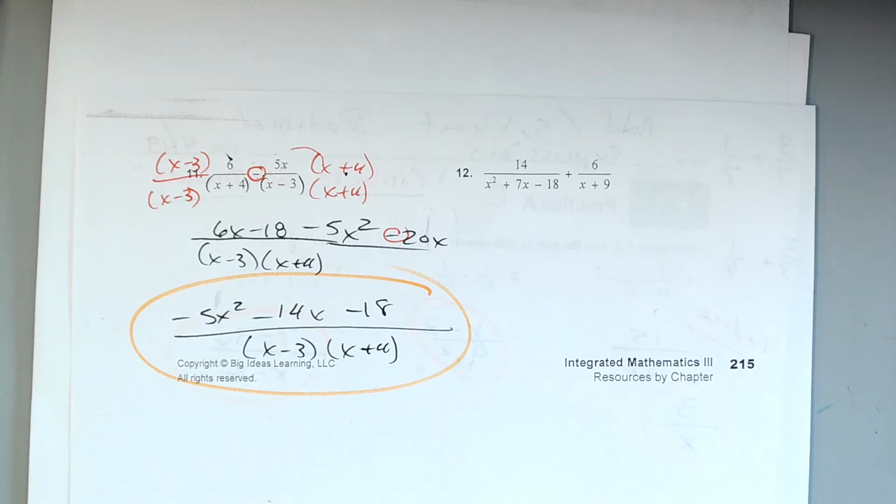Almost done. 12. Let's get number 12 done. And then we got lots of time to get the homework done. Then we can just chill, huh?